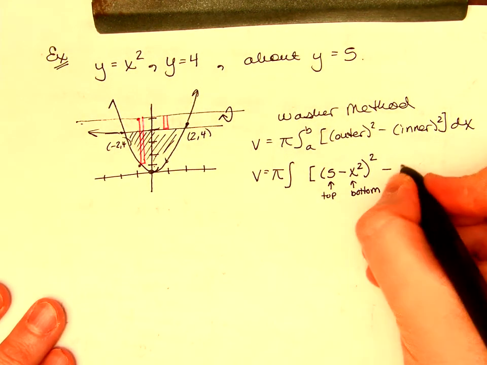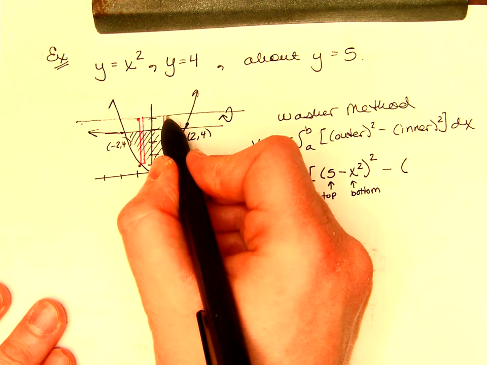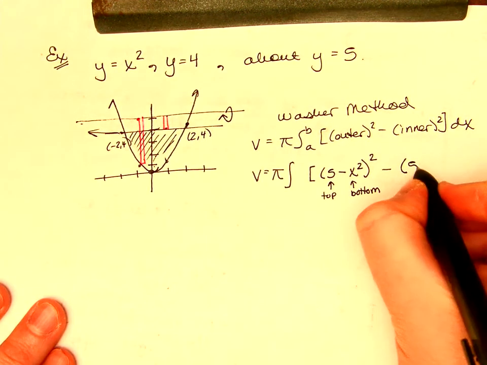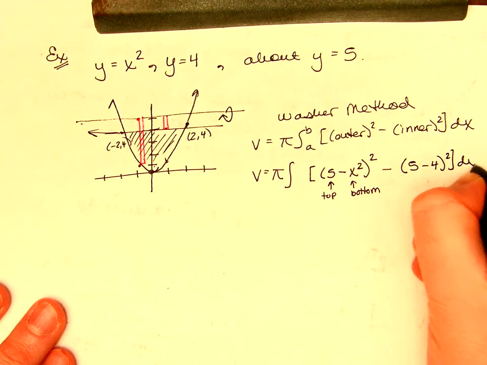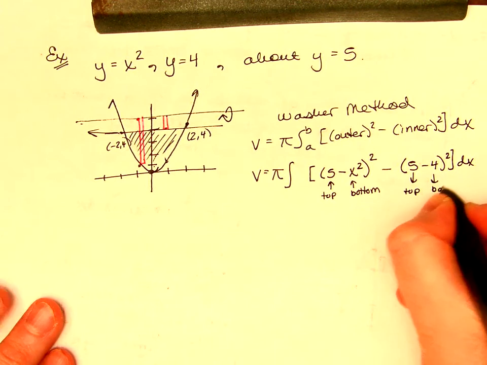Minus. Well, the inner radius, the top of this rectangle is 5. The bottom of the rectangle is 4. They're just constant functions over there, so I'm going to say 5 minus 4 in parentheses squared dx. The 5, the top, the 4, the bottom.